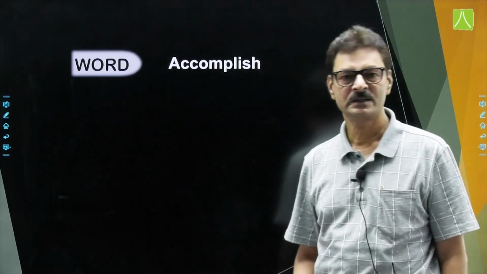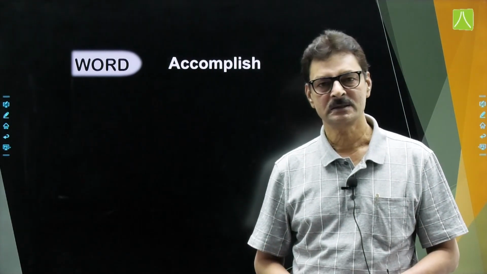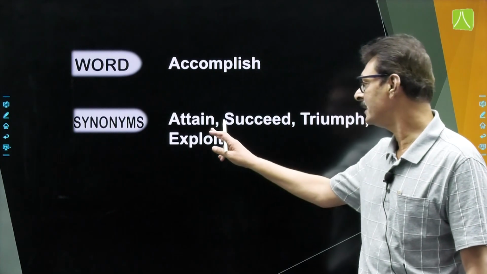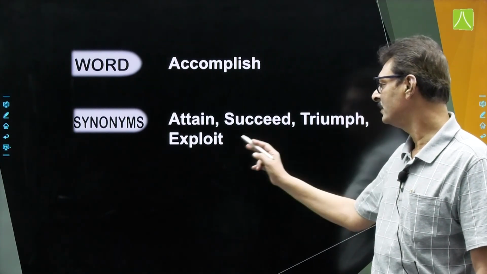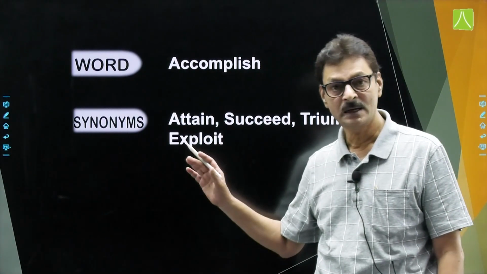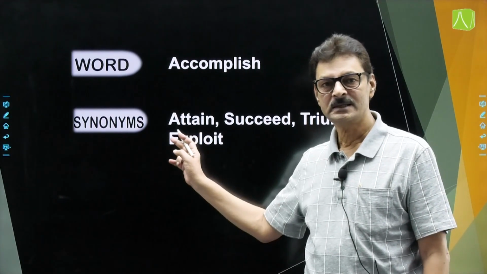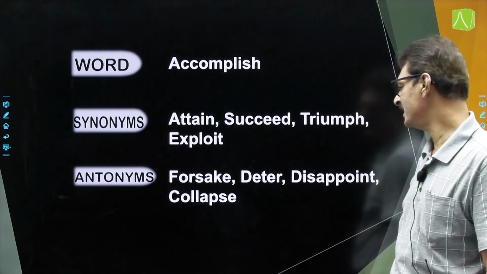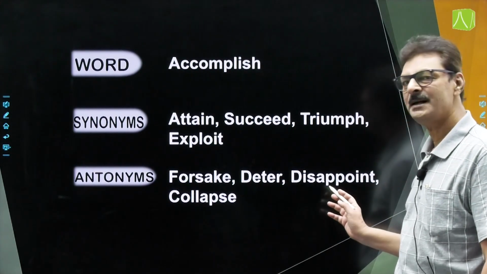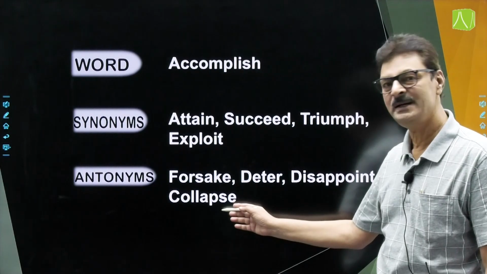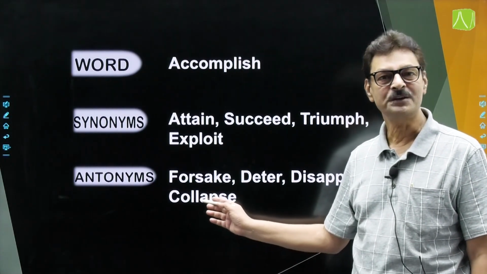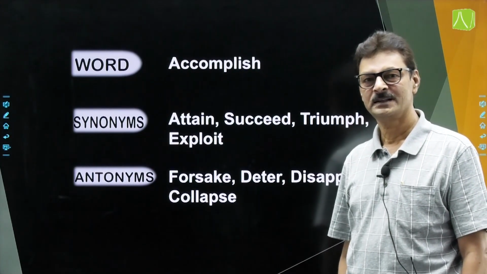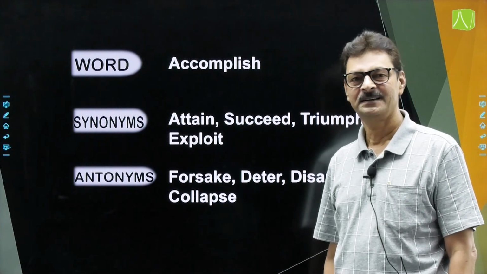Next word is accomplish. Yes, you all must accomplish your task. What do you mean by this term accomplish? Accomplish का मतलब attain, succeed, triumph or exploit. You must accomplish the task. Complete is the synonym for accomplish. And antonym for this will be forsake, deter, disappoint. Easy meaning collapse. So the set of words antonym and synonym for accomplish. Is it clear? समझ में आ रहा है? Practice करना.